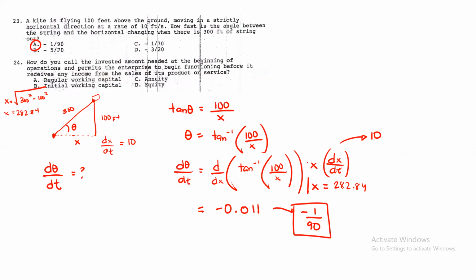So, ito example rin natin to sa differential calculus lecture natin. The next 24, how do you call the invested amount needed at the beginning of operations and permits the enterprise to begin? Dyan pa lang alam na natin yung sagot na initial working capital. Letter B.